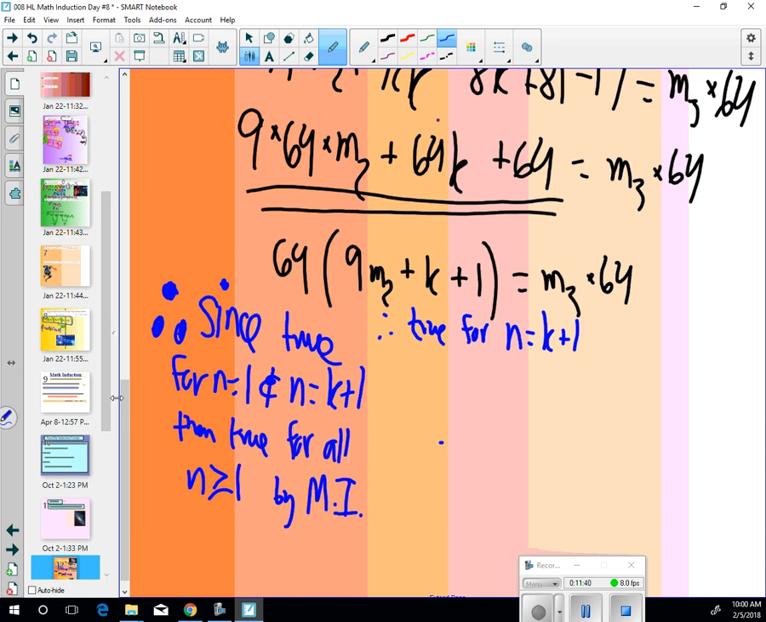No, because n equal to k was the assumption. We used it to prove n equal to k plus 1.